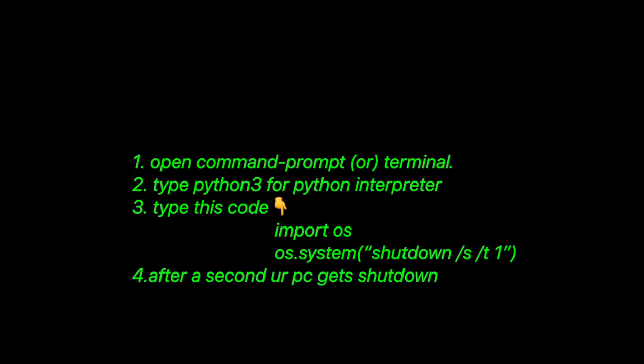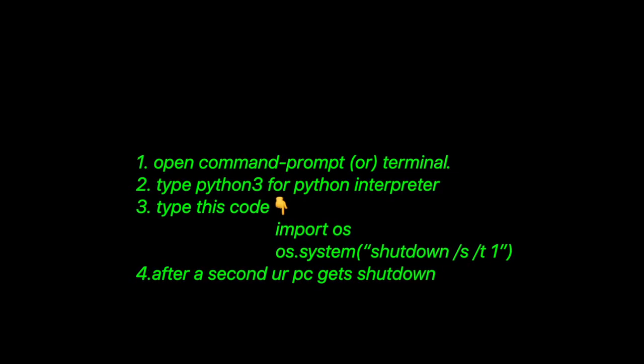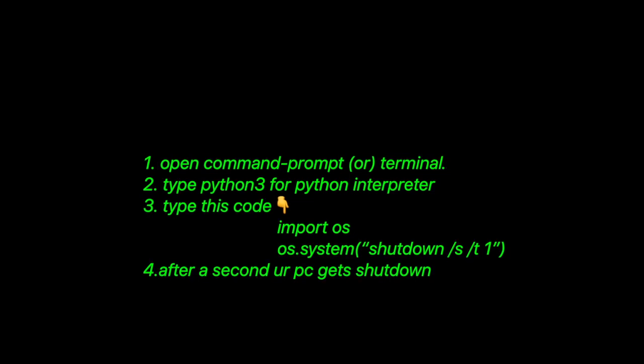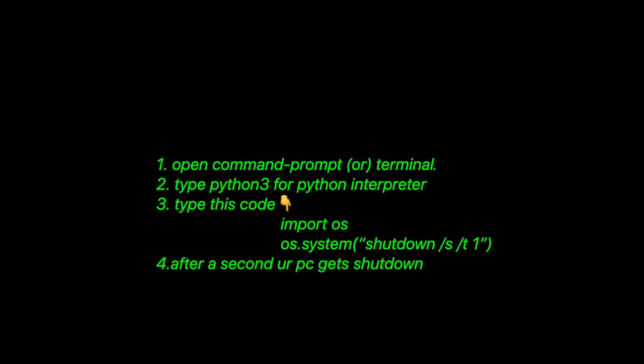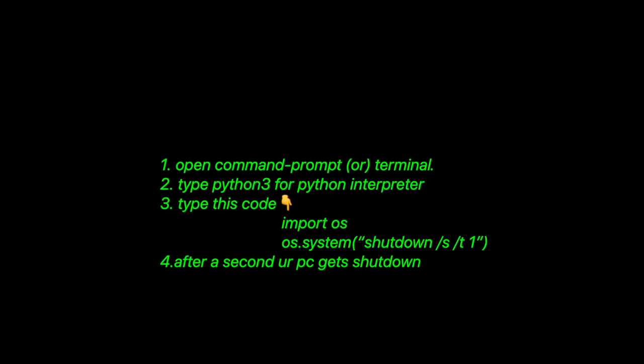In this video let's see how to shut down your PC using Python commands. For Windows users, open command prompt or terminal, type python3 for the Python interpreter and then type this code. After a second your PC gets shut down.